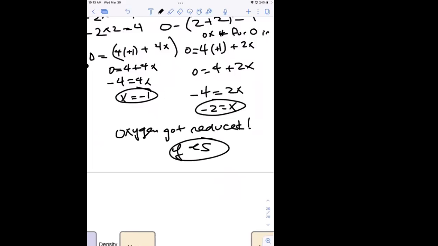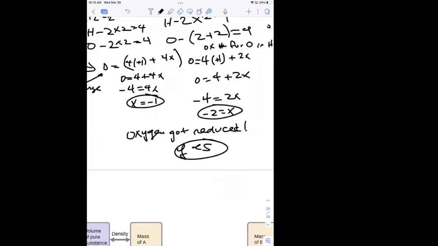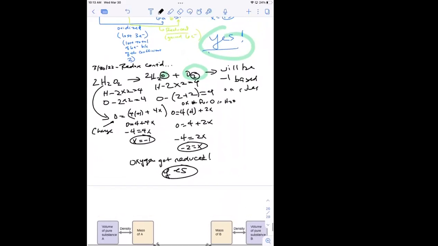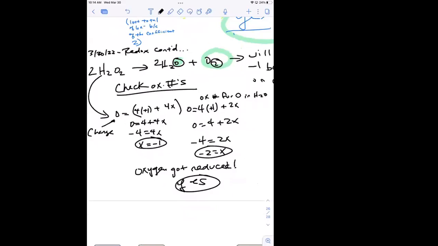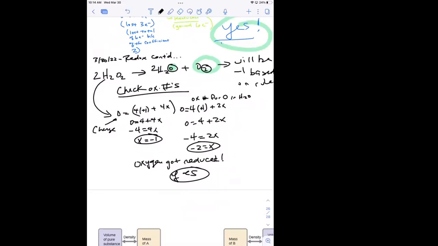And the reason why I'm doing it this way is because I'm gonna erase the balancing part. We did that already, and we're kind of familiar with that. And plus, it makes it look more cluttered. I'm just gonna put here that we check the oxidation numbers. Right, so oxygen got reduced.